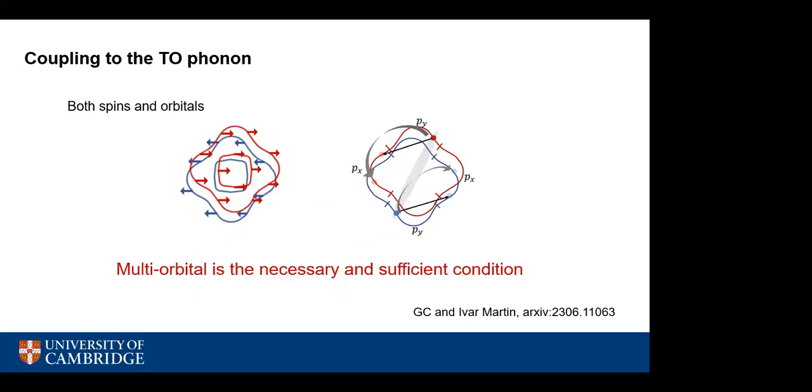So eventually it turns out multi-orbital is the necessary and sufficient condition. Spin orbit is not required. If you want spin orbit, you need multi-orbital to begin with. But you can have just multi-orbital, no spin orbit, and you can easily couple.